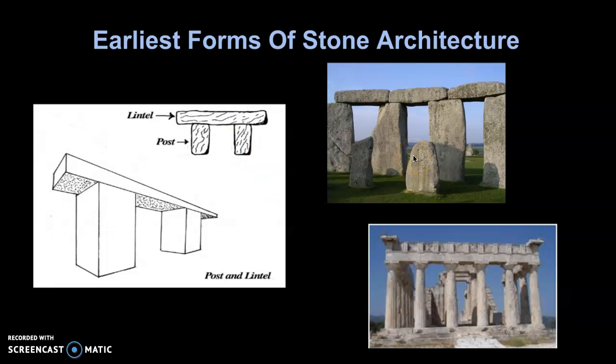Here is Stonehenge, which is in England, which is one of the earliest forms of the post and lintel construction. And then Greek and Roman architecture also adapted this post and lintel when they were doing their columns, as well as for the outside or the top structure on top of the columns to provide shelter. The lintel, which would be up here.